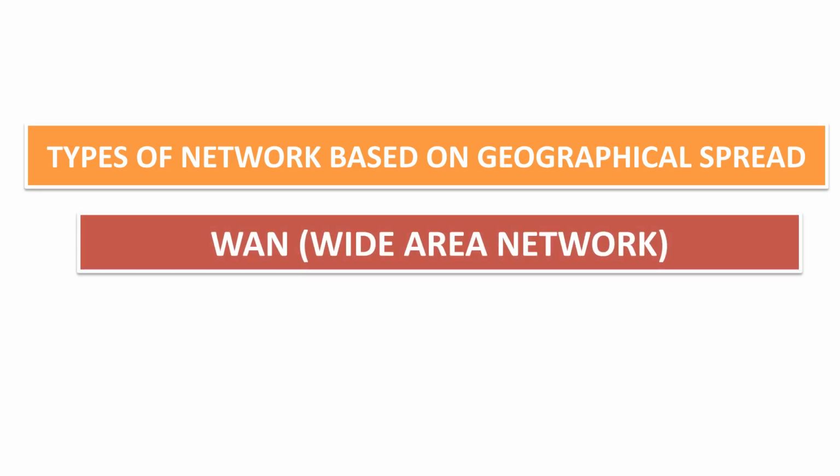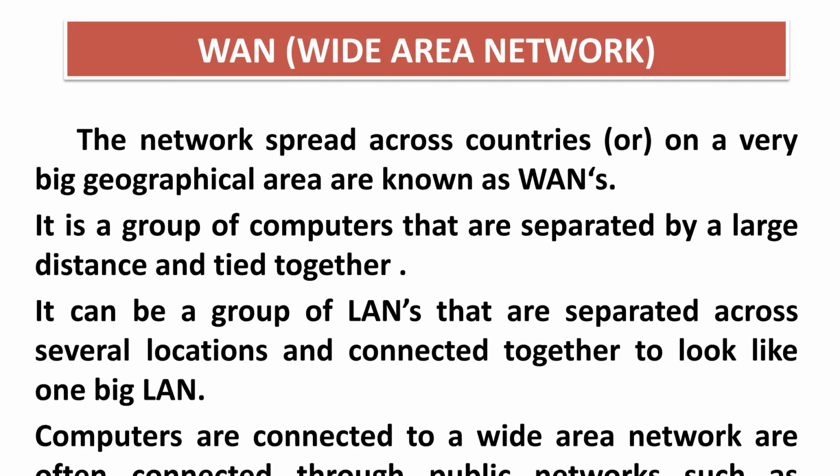Next, let's look at the wide area network, commonly referred to as a WAN. WANs span across large geographical areas or multiple countries. They connect computers separated by significant distances and can effectively link multiple LANs together to function as one large network, often utilizing public systems like telephone lines.